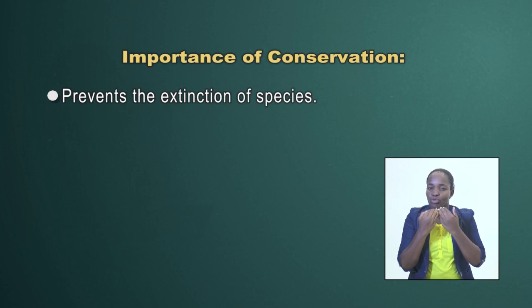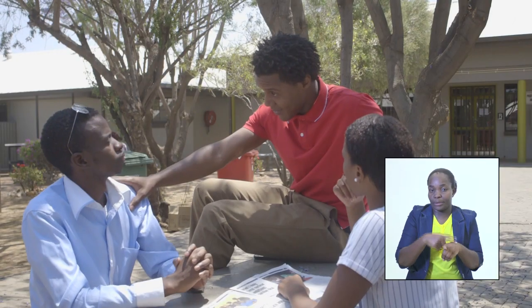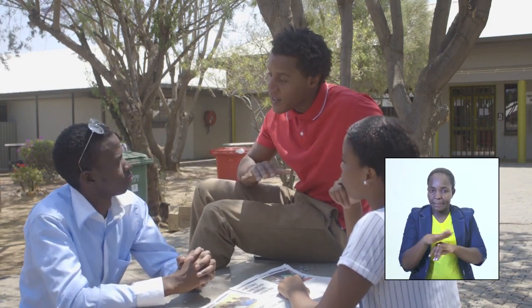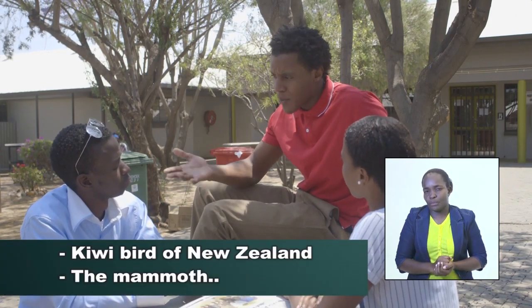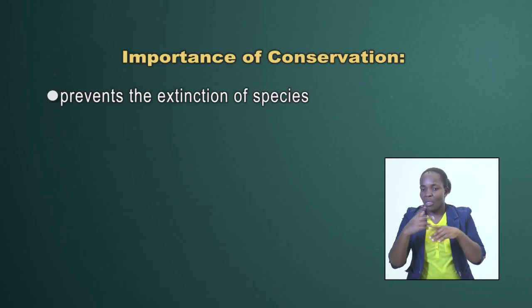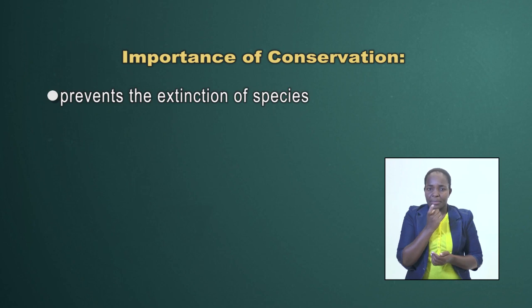conservation prevents the extinction of species. What? Oh yeah, John, extinction means when certain species are wiped off the face of the earth completely. It has happened to a bunch of species like the Kauai bird from New Zealand and the mammoth. Yes, we certainly do not want to add the black rhino and our cheetah to that list.